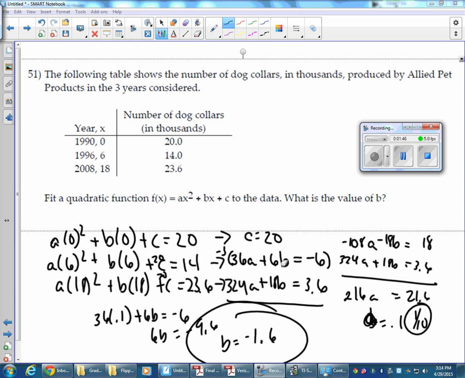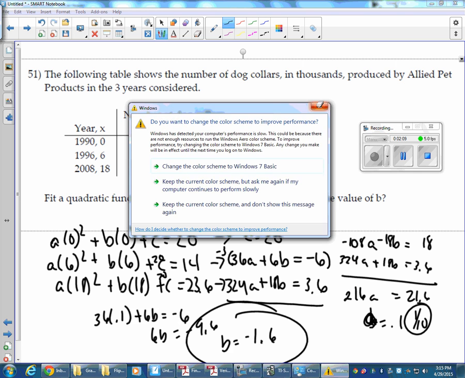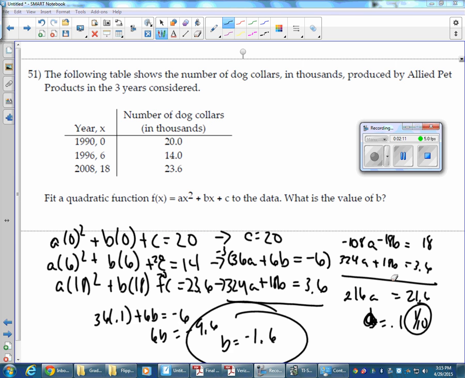Alright, so looking at these two equations, I think I can cancel the b's the easiest. So since this is 18b, I'm going to make the top equation a negative 18. So I'm going to multiply this entire line by negative 3. And I get negative 108a minus 18b equals a positive 18. And the bottom line stays the same. When you add these two lines together, I get 216a. Then this cancels, so there's no b, and then 18 plus 3.6 makes 21.6.